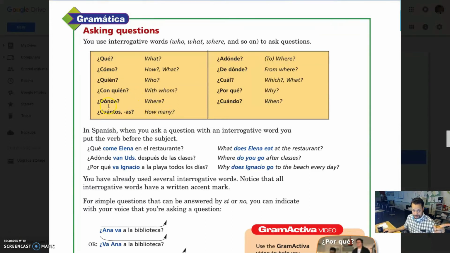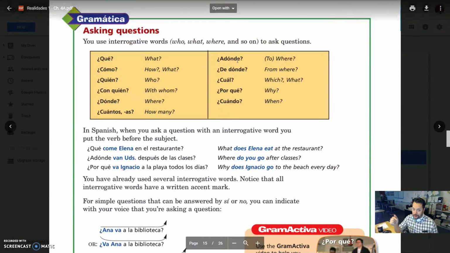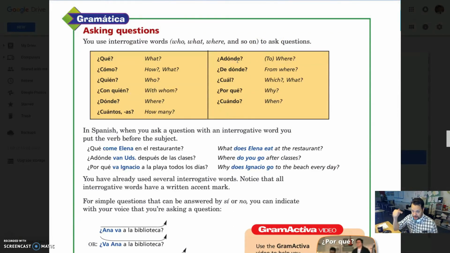So cuántos or cuántas to say how many, but depending on if what you're talking about is masculine or feminine. Be careful with dónde, a dónde, and de dónde. Okay? Because they all have to do with where, but very specifically, dónde is where something is located. A dónde means to where, as in the destination that someone or something is going to. And then de dónde, from where, most commonly, ¿de dónde eres? Where are you from? Okay, so if there is something or someone coming from a previous destination, where is it or he or she coming from?